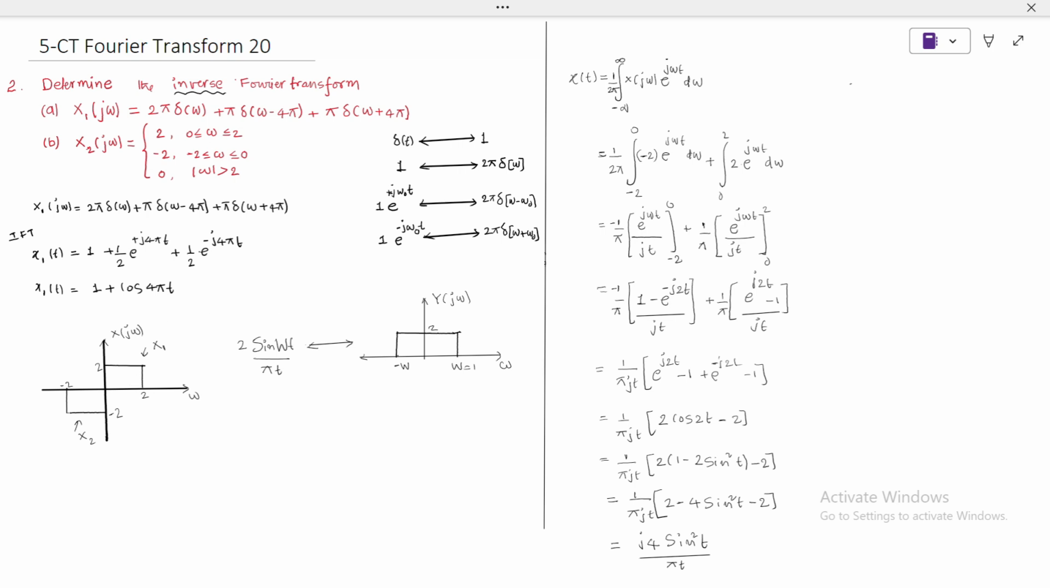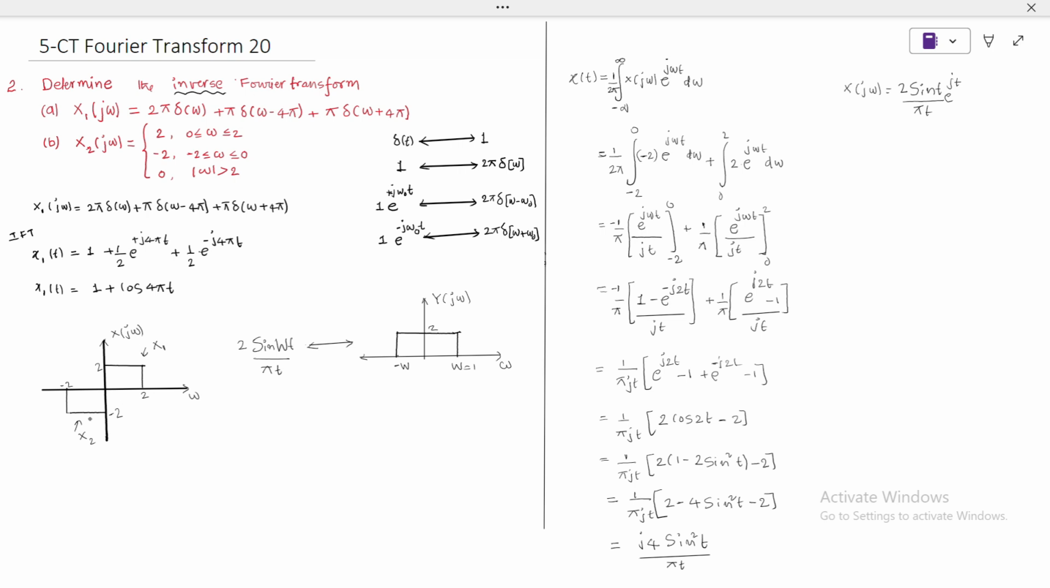So X of j omega equals, first of all, x1. So this is shifted: 2 into sin(1·t) by pi t. So this is frequency shifting. In frequency shifting, it must be multiplied by e power j omega naught t. This is shifted by 1 unit, so omega naught equals 1, e power j t. This is about x1 of j omega.